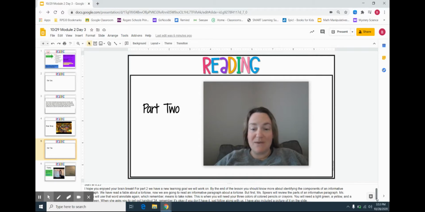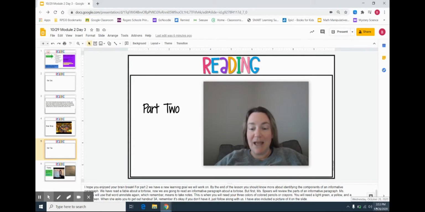Miss Spears will use the word annotate again, and remember that means to take notes. You will practice with her by underlining to find the important information. This is when you will need your 3 colors of colored pencils. You will need a light green, a yellow, and a dark green. When she asks you to get out handout 3A, remember it's okay if you don't have it. Just follow along with us.